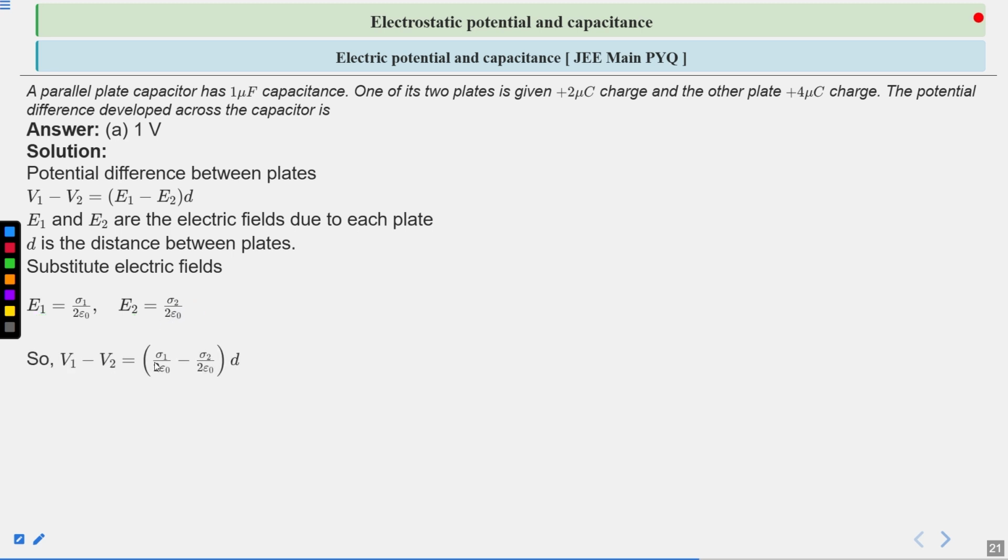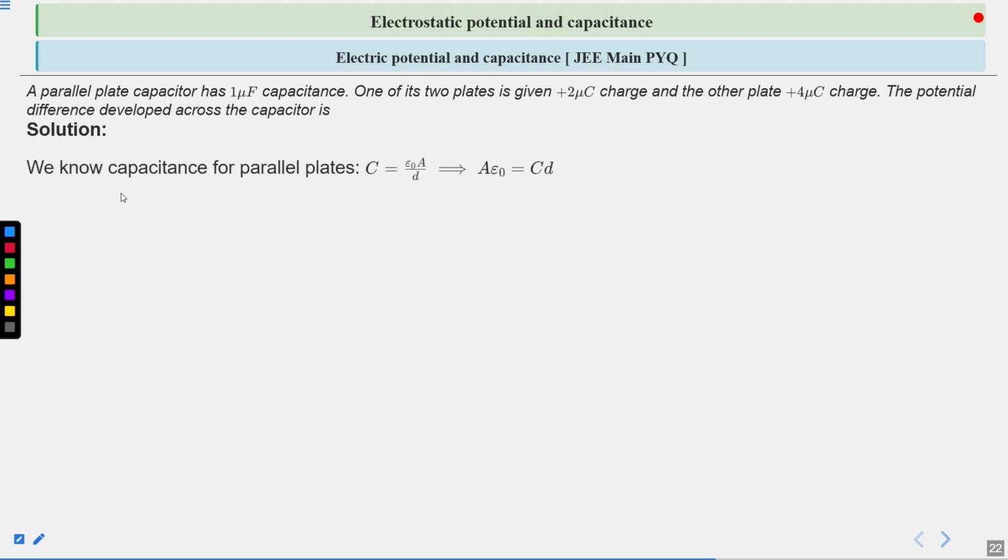So V1 minus V2 will be equal to sigma 1 upon 2 epsilon naught minus sigma 2 upon 2 epsilon naught, into d. We know that sigma 1 is the surface charge density, which is Q1 upon A, and sigma 2 is equal to Q2 upon A. Q1 is the more positive charge, Q2 is the less positive charge. So put these values in: V1 minus V2 equals Q1 d upon 2 A epsilon naught minus Q2 d upon 2 A epsilon naught, which equals Q1 minus Q2 upon 2 epsilon naught A, into d.